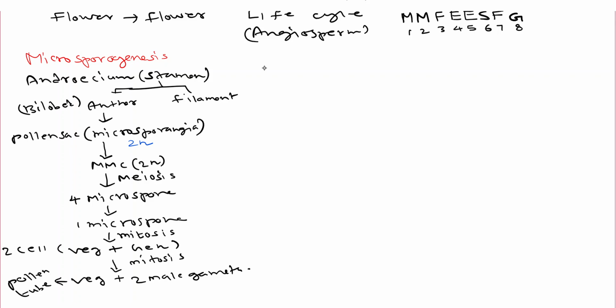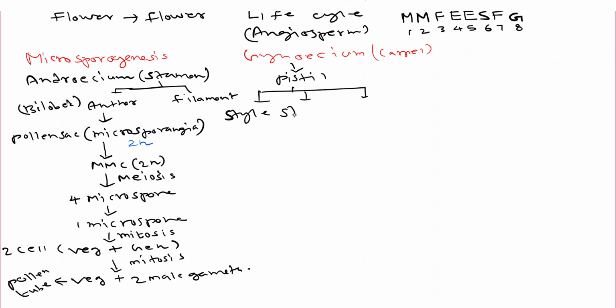Now let me move on to the next process, that is in the female part, gynoecium. Gynoecium consists of a lot of carpels that are grouped together to form a functional unit called a pistil. This pistil is a functional part where you can find 3 important parts: style, stigma and ovary. Inside the ovary, along with the placenta, you can find the ovule.